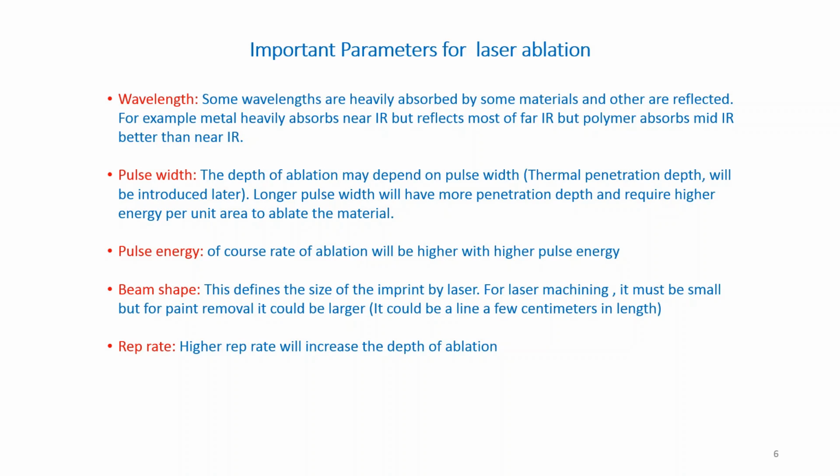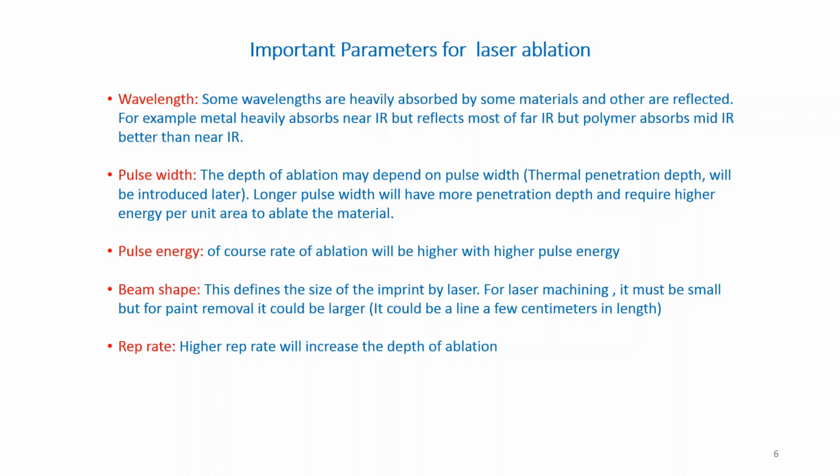The other parameter is pulse width. The depth of ablation may depend on pulse width. Thermal penetration depths will be introduced later. This is something I will talk about later. So longer pulse width will have more penetration depth and require higher energy per unit area to ablate the material. Normally when you have a short pulse width in the femtosecond region, the thermal effects are less, but if you have nanosecond pulses, the thermal effects are more, and that's a parameter to be considered. We will talk about that later when we get to the physics of the whole thing.